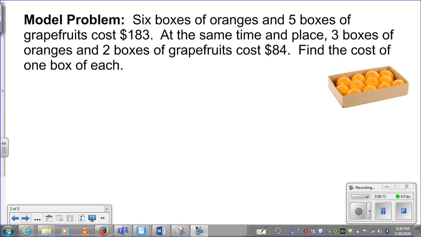We have 6 boxes of oranges and 5 boxes of grapefruits, and that's going to cost us $183. At the same time and place, 3 boxes of oranges and 2 boxes of grapefruits cost $84. Find the cost of 1 box of each.